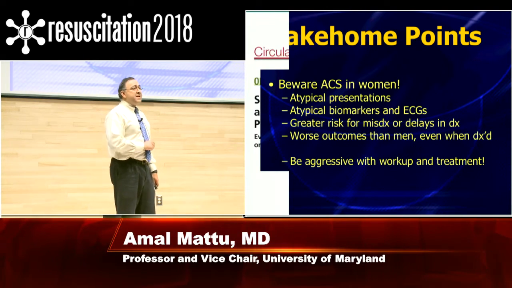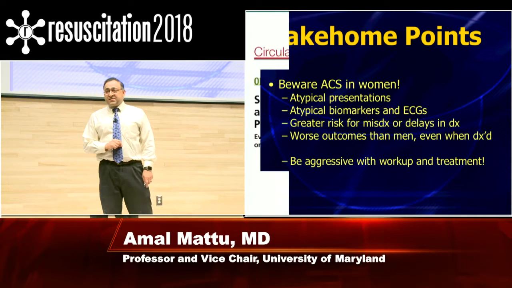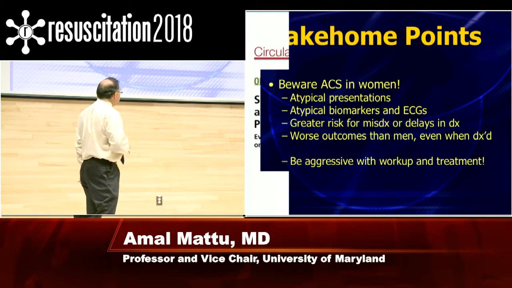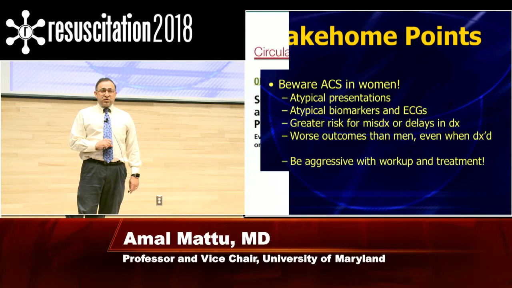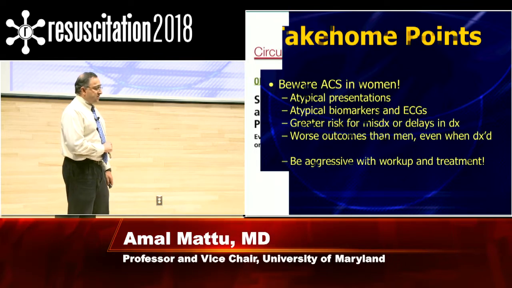Their biomarkers may not go quite as high as younger people. They're at higher risk for misdiagnosis, so be on the lookout for those atypical presentations. And once you start heading down that pathway, be aggressive with the workup and the treatment. If they qualify for a treatment, give it. Don't maintain that gender bias, all right?